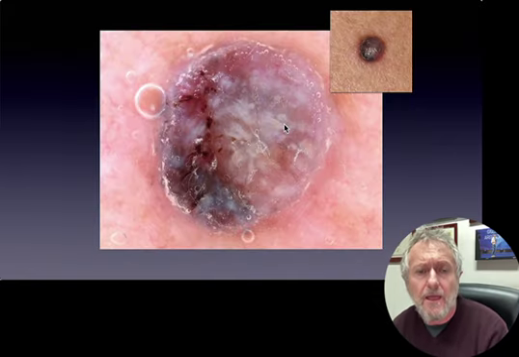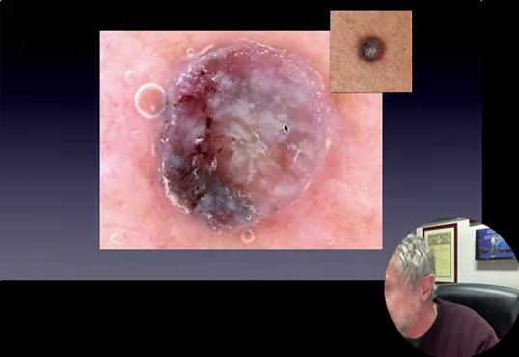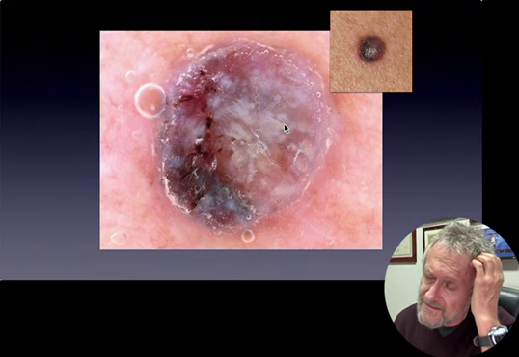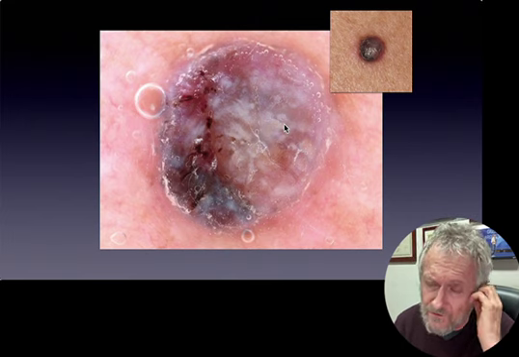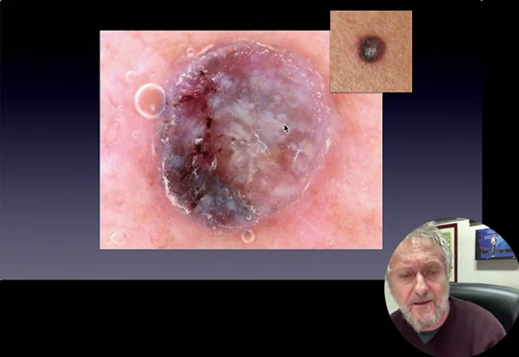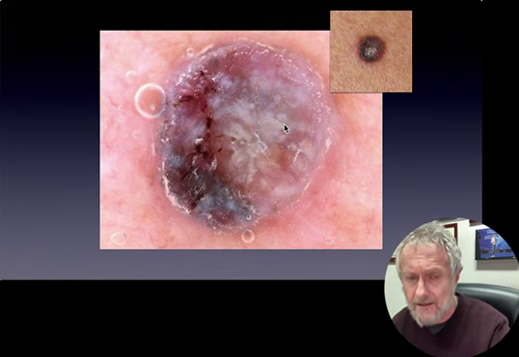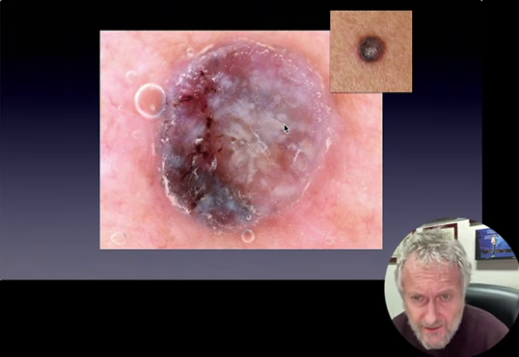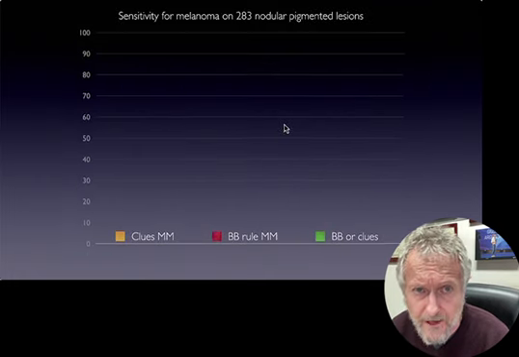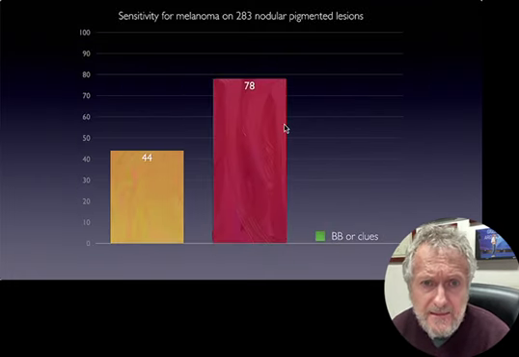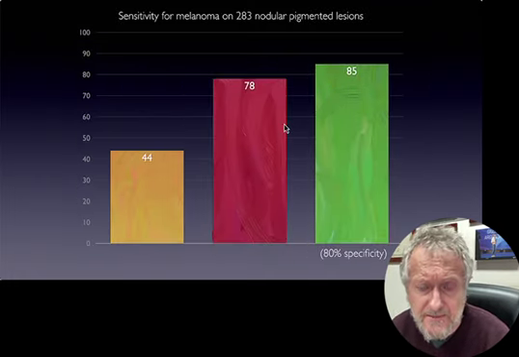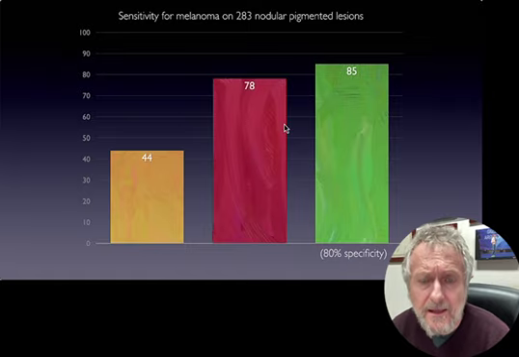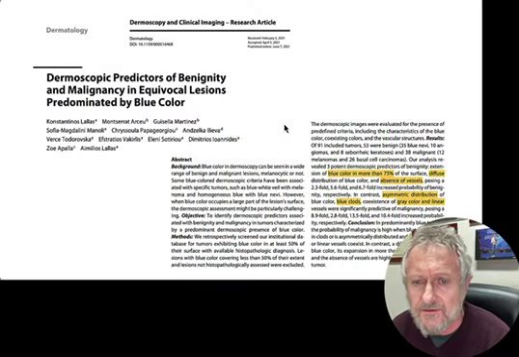Okay, so blue-black color, extremely important, especially for this kind of difficult to diagnose nodular pigmented melanoma. Here another example, mainly typified by the presence of blue and black coloration, and this was a thick melanoma. Okay, so as I told you, the sensitivity and specificity is very high, so use it.